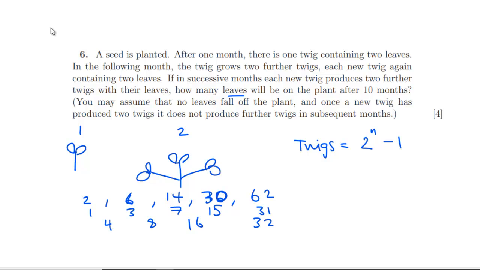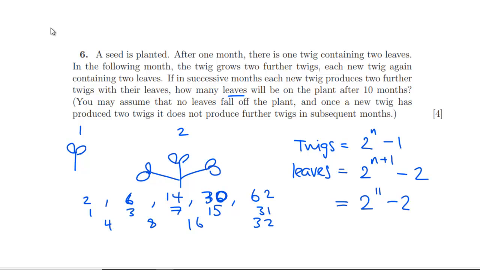Yes. So we're going to have, and then we need to double that for the number of leaves. So we've got 2 to the n plus 1 minus 2 is leaves. Right, so that's fine. And we've got n is 10. So we want 2 to the 11 minus 2.